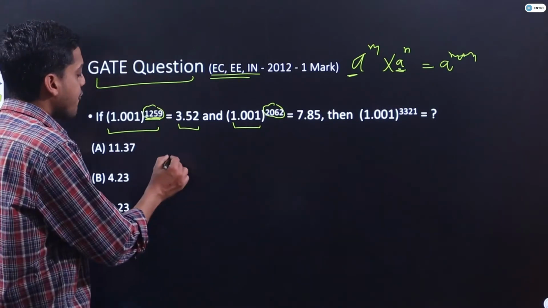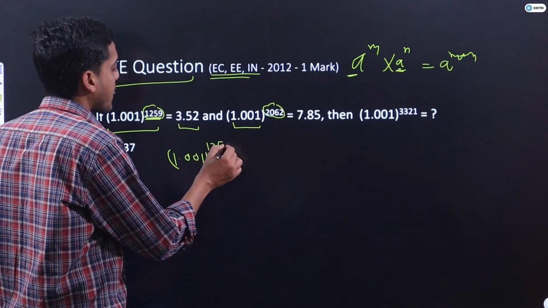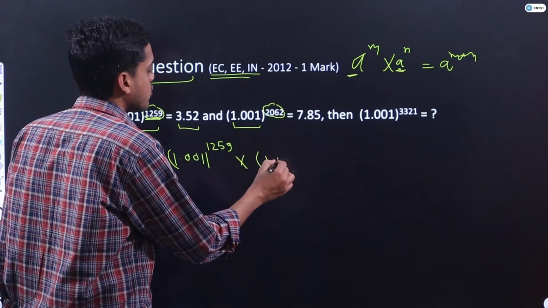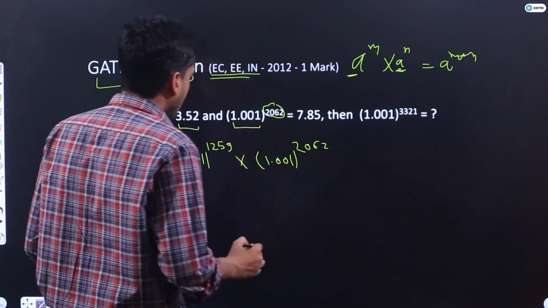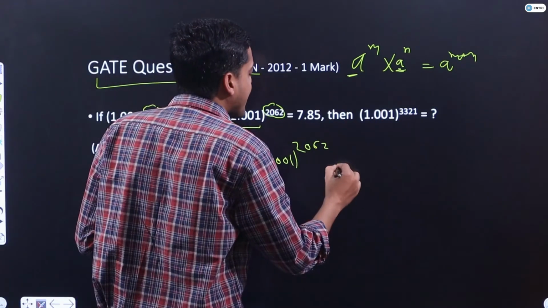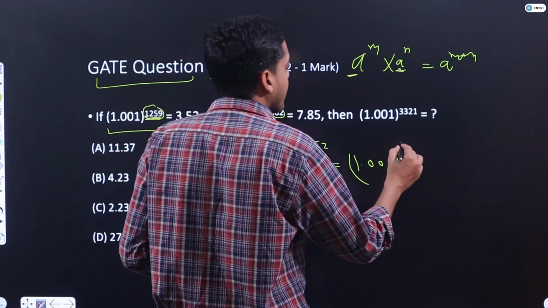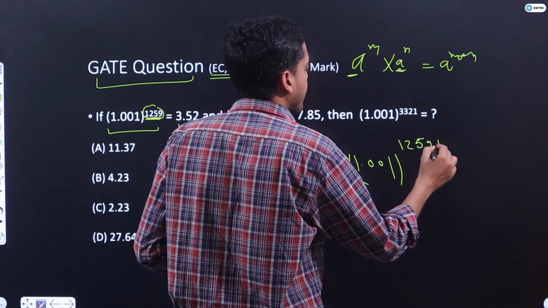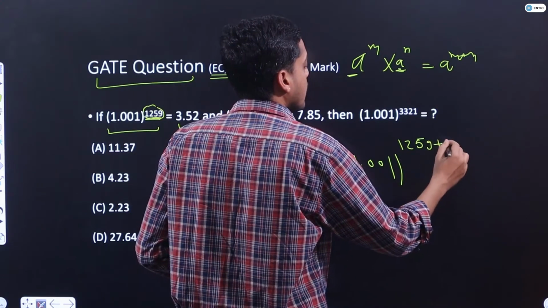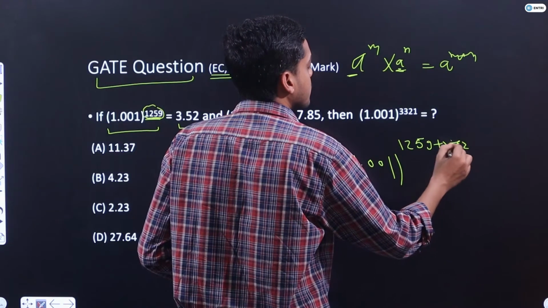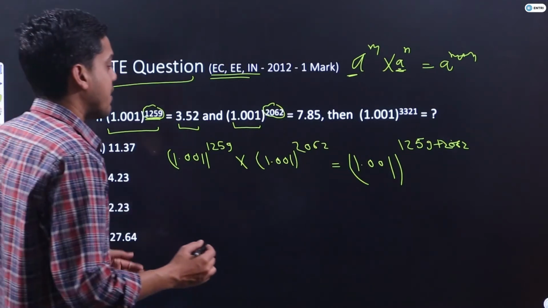So what should we do? If I do 1.001 to the power 1259 into 1.001 to the power 2062, then with this property I can write it as 1.001 to the power 1259 plus 2062. Now if it is 1259 plus 2062, ultimately it will become what, guys?